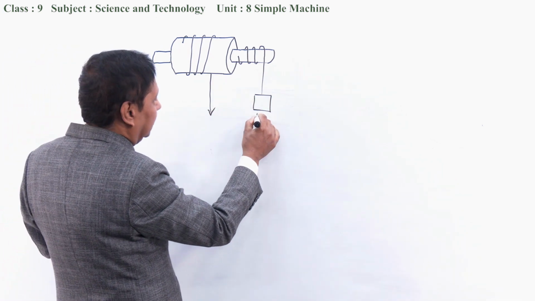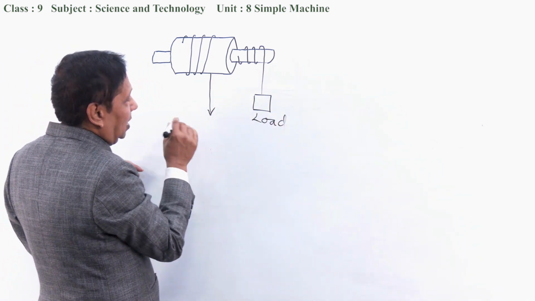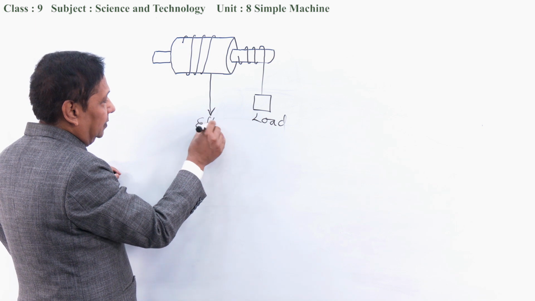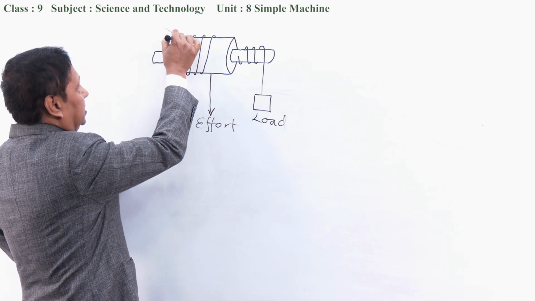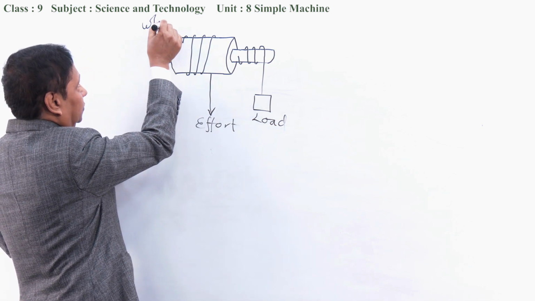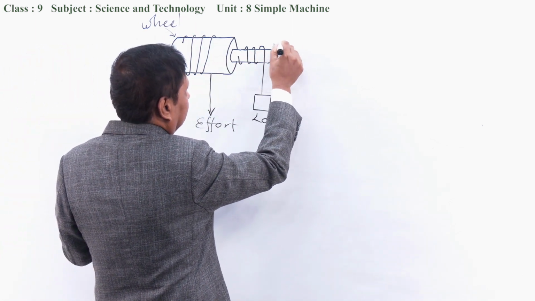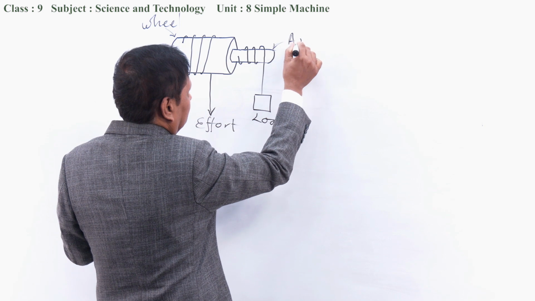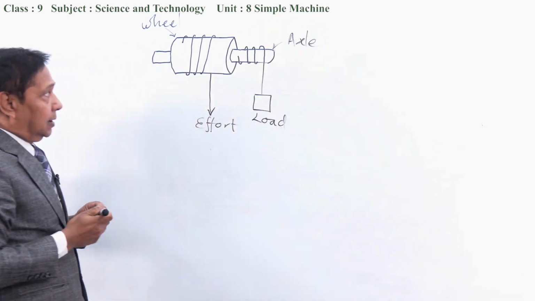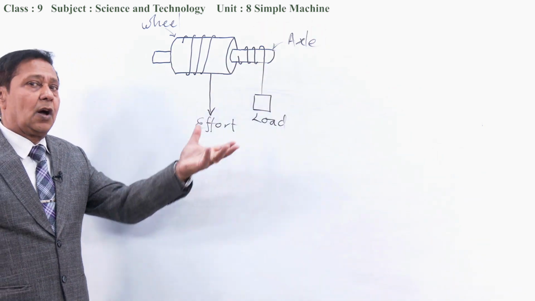Okay, this is the load, and here we apply effort, and this is the wheel, and this is the axle. This is the simple representation of wheel and axle.